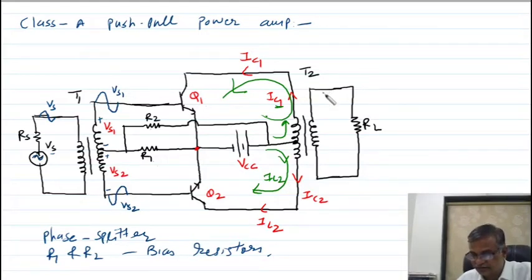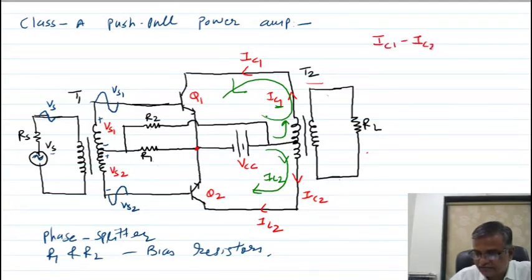Now, the voltage developed across the secondary, or the voltage developed across RL, depends upon the difference of the collector currents. Here, the voltage developed across the secondary of the transformer T2 is proportional to the difference of the collector currents. The output voltage depends upon the difference of the collector currents.